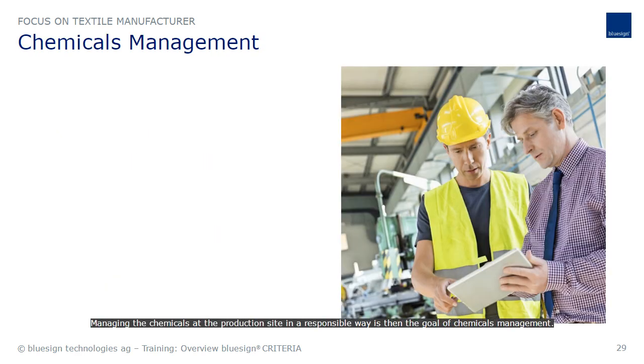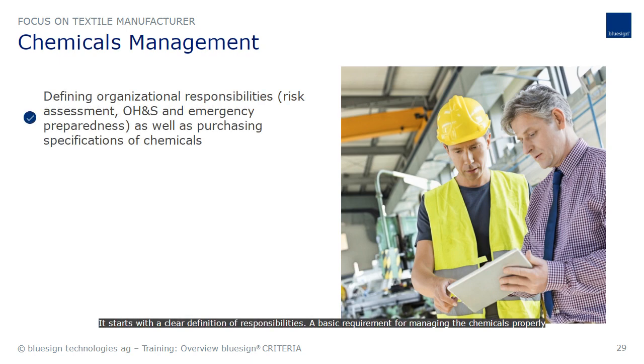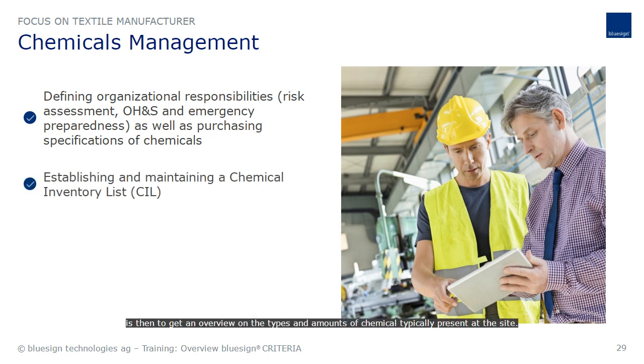Managing the chemicals at the production site in a responsible way is then the goal of chemicals management. It starts with a clear definition of responsibilities. A basic requirement for managing the chemicals properly is then to get an overview on the types and amounts of chemicals typically present at the site. Here, typically a chemical inventory list is used.